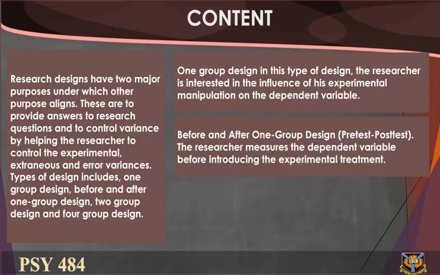Research designs have two major purposes under which other purposes align. These are to provide answers to research questions and to control variance by helping the researcher to control the experimental, extraneous, and error variances. Types of design include one-group design, before and after one-group design, two-group design, and four-group design. One-group design: the researcher is interested in the influence of his experimental manipulation on the dependent variable. Before and after one-group design, pretest, post-test: the researcher measures the dependent variable before introducing the experimental treatment.